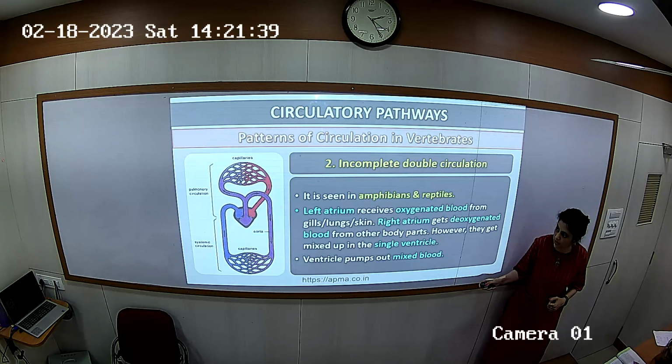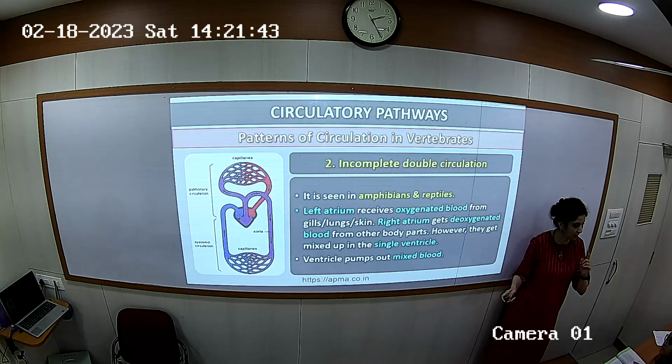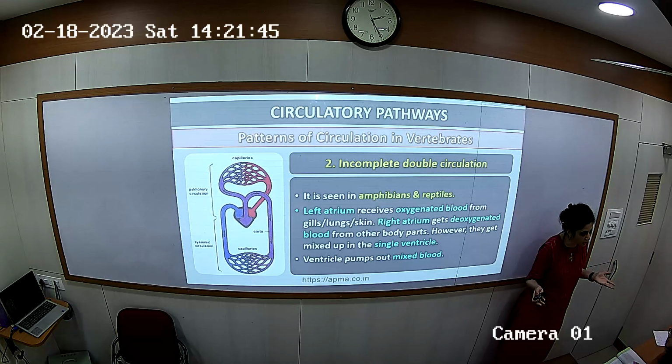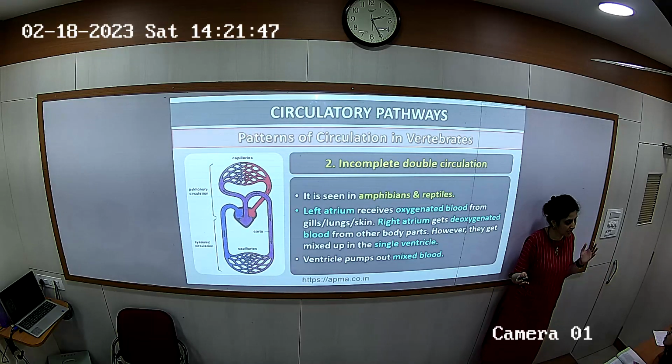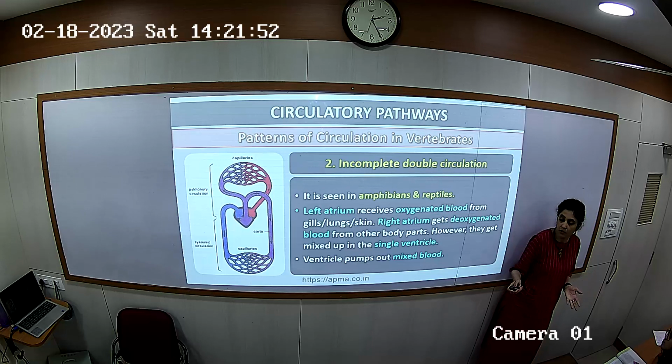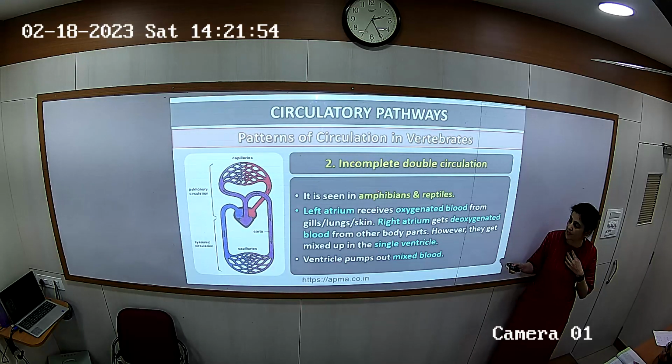Okay, reptiles only have one rudimentary septum here. Okay, but is it functional upon use? No. The mixing of blood will happen or not happen? It will happen any which way. So it is seen in amphibians and reptiles.